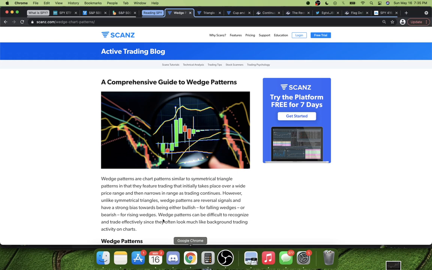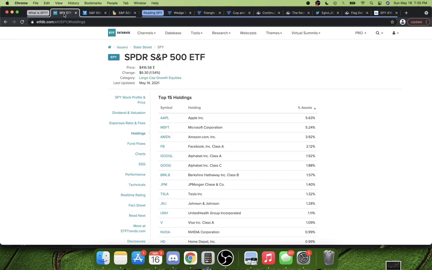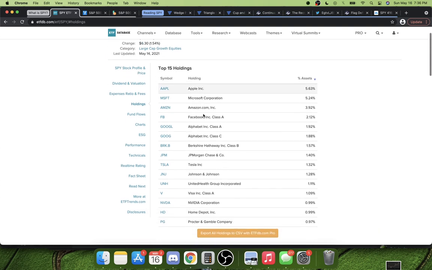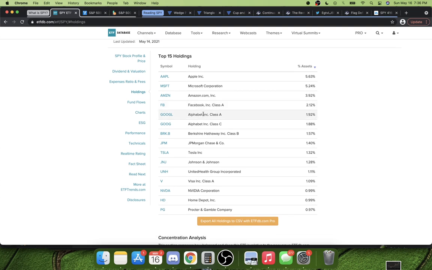Alright, so I just want to start off with what SPY is. It's a stock that tracks the S&P 500 index fund, and that is an index compiled of 500 companies. And so basically what you want to look at here is the main component, which would be the holdings.